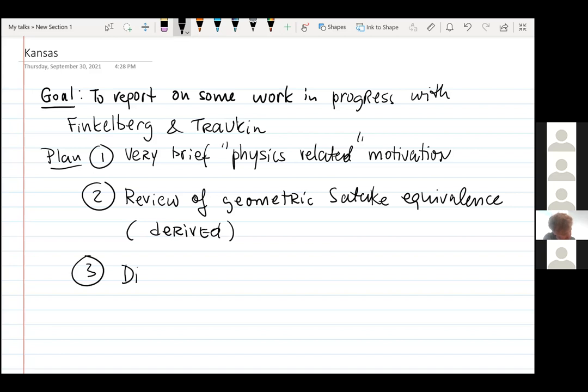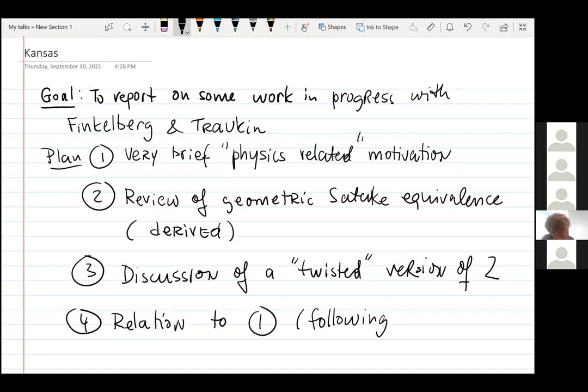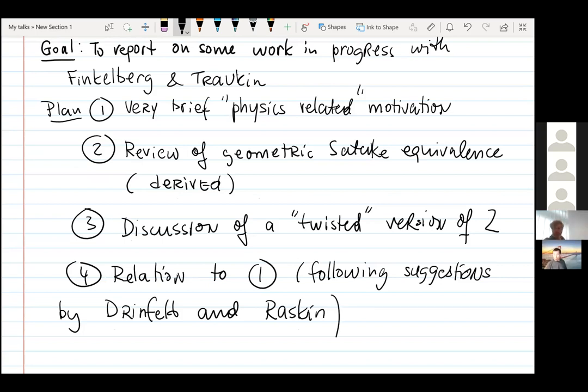Then three will be some discussion of a twisted version of number two, and I'll explain what it means. And then four will be sort of a relation to one. As I said in the abstract, following certain suggestions by Drinfeld and Raskin. Okay, that's kind of the plan.